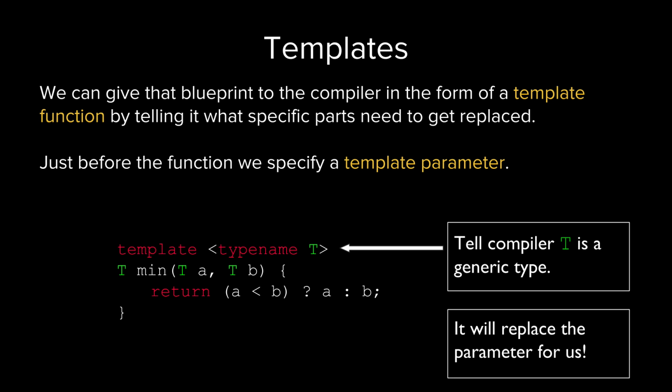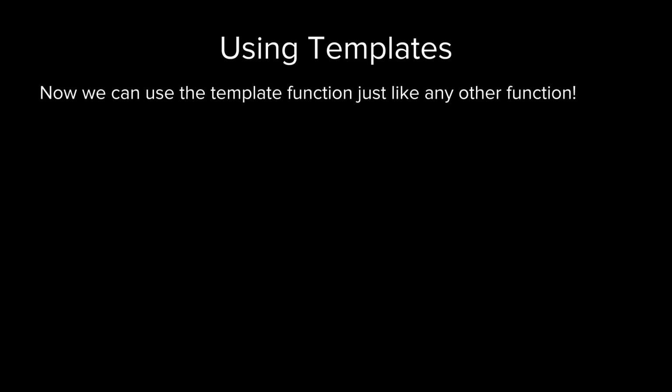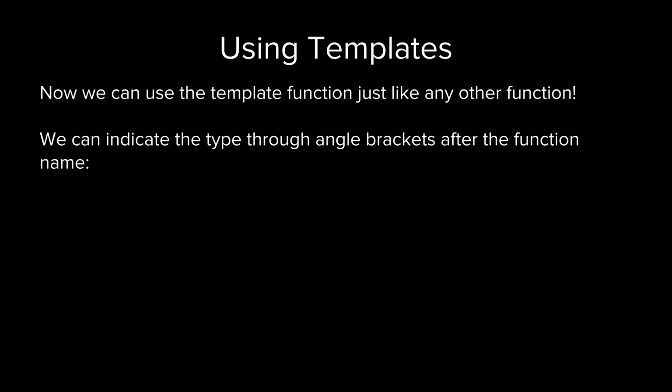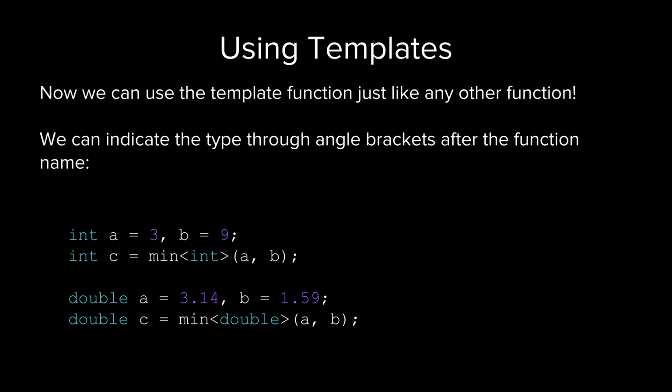Just as an example of how you would use this, let's say we've written this min function as it is. You can indicate the type of the function you want to call by specifying it in angle brackets. So let's say I have two integers and I want to find the minimum of these two integers using my template function. I would say min with the type int, replacing the template parameter, and call that function on A and B. And if I had doubles, I could do the same thing. I could call min with the template parameter being type double and then call A and B.